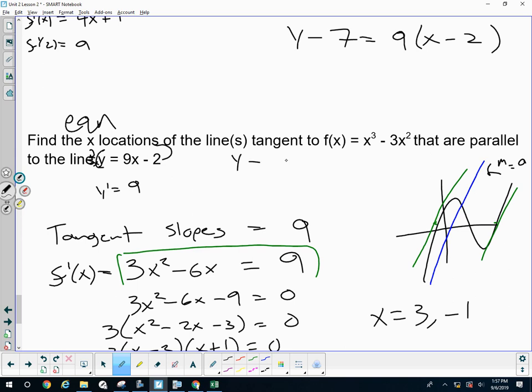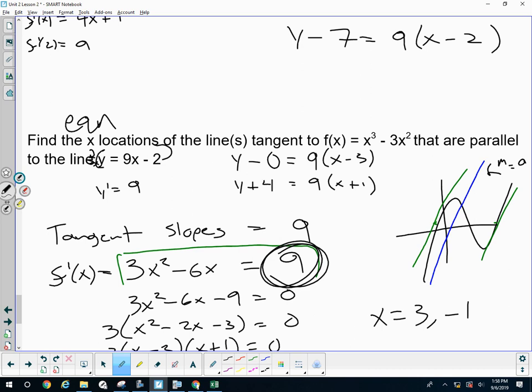So I got y minus some y1. I know the slope at both of these locations is 9. I could double check. Plug in 3. Plug in -1. You'll get 9. So I got 9 times x minus 3. And I got y minus something equals, I got 9 times x plus 1. All I got to do is find the y coordinates. Plugging in 3, I get 27 minus 27. Okay, so this one's 0. That's nice. Plugging in -1, I get -1 minus 3. That's -4.